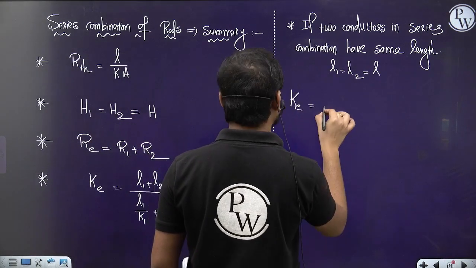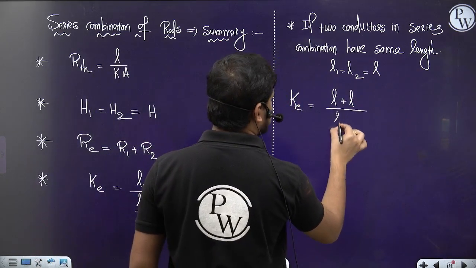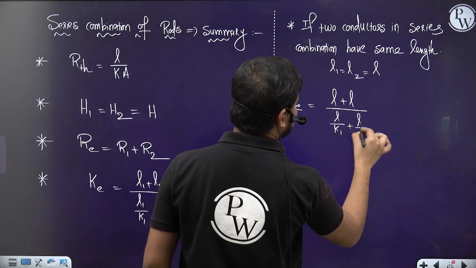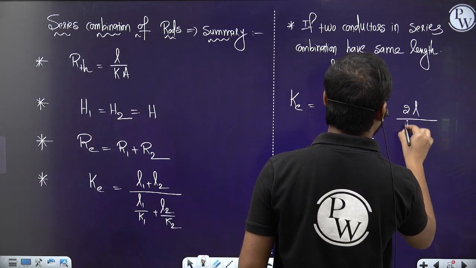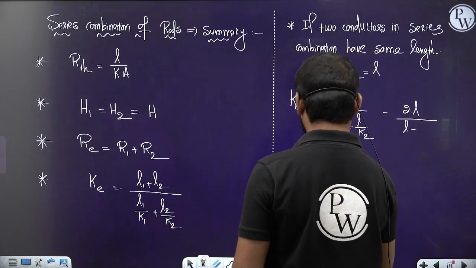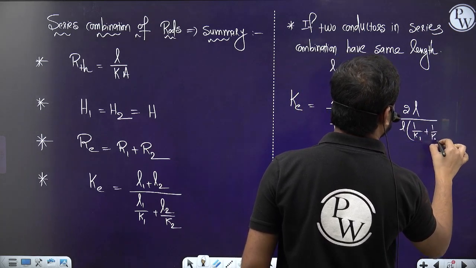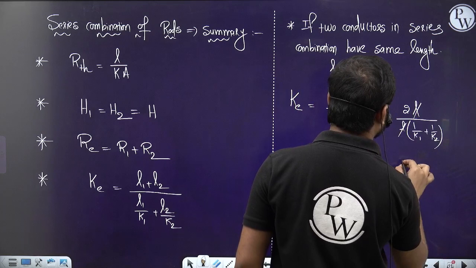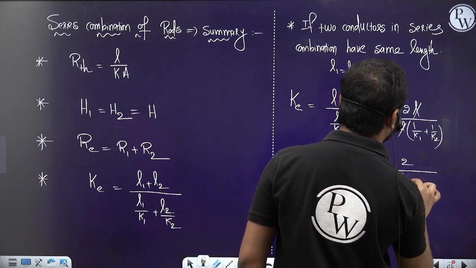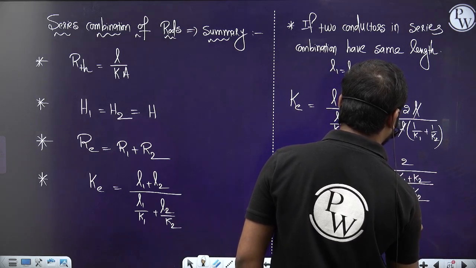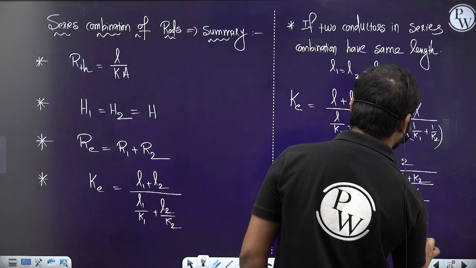So K equivalent is equal to (L1 plus L2), which is nothing but L plus L, by L by K1 plus, since the thermal conductivities are different, L by K2. So I can write this as 2L by L times, taking L common, 1 by K1 plus 1 by K2. So L gets cancelled, so 2 by, here the LCM is K1 K2, so K1 plus K2 it will be. So 2 K1 K2 by K1 plus K2.